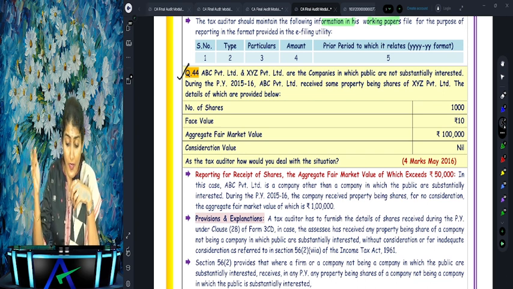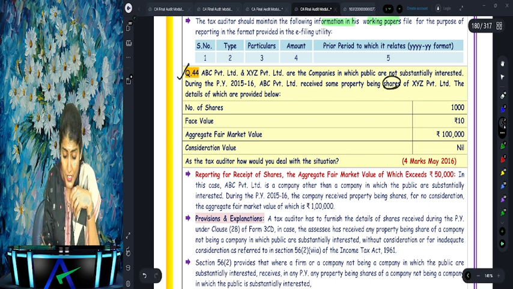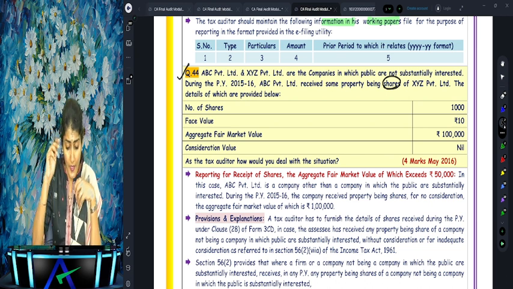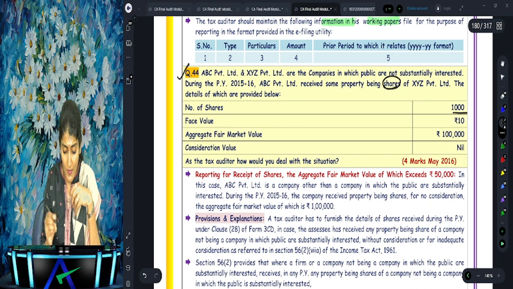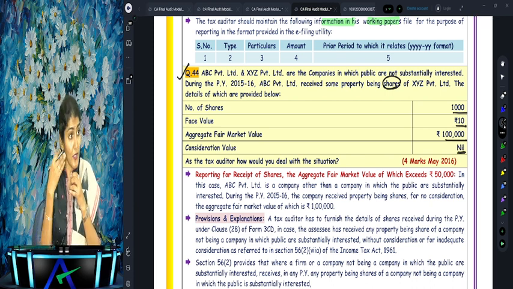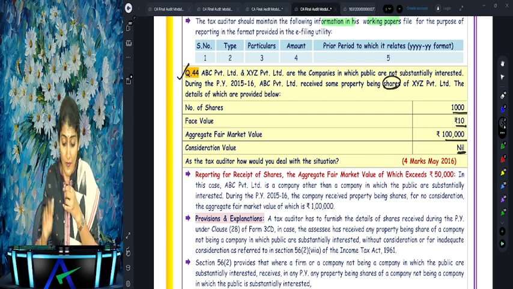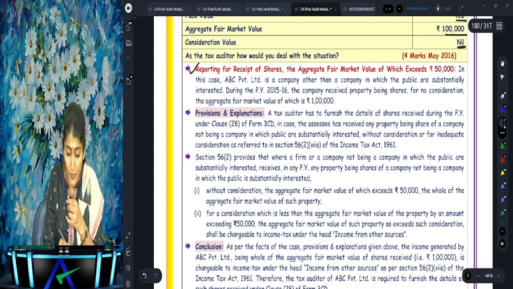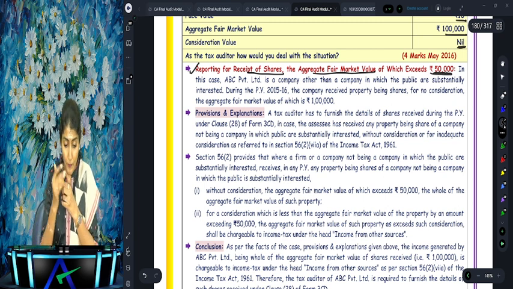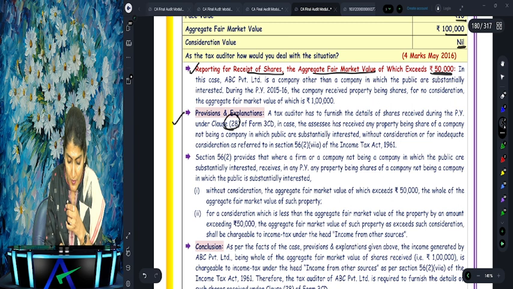During the previous year, ABC received some property being shares, the details of which are provided below. So what did you receive? You received the shares. Okay, so that means clause 28. Number of shares 1000, face value 10, aggregate fair market value 1 lakh, and consideration value nil. That means you receive the shares without consideration, not inadequate. So again, it says reporting for receipts of shares, the aggregate fair market value of which exceeds 50,000. Then a tax auditor has to report under clause 28.